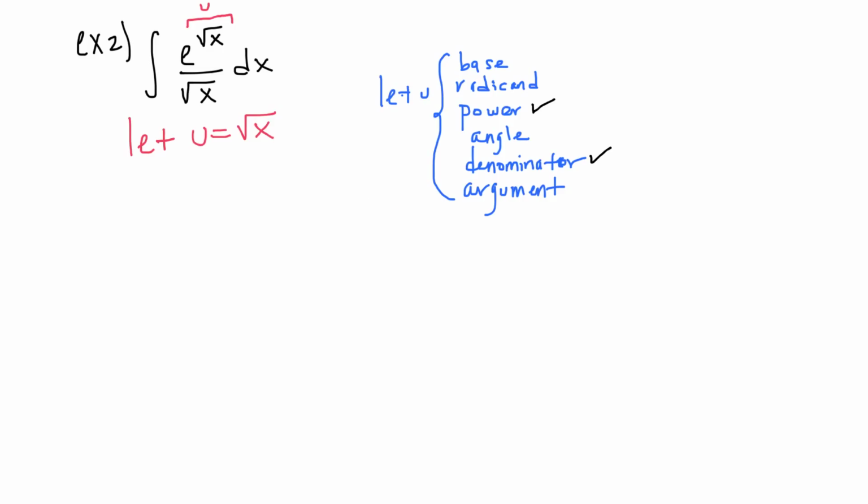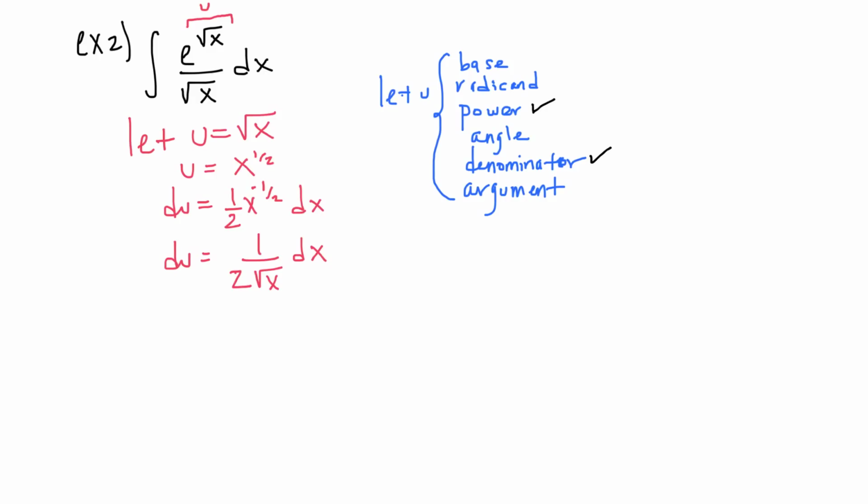And so now the derivative, well, I can rewrite this as x to the 1/2. And then du would be 1/2 x to the negative 1/2 dx. And if I rewrite that, du would be 1/2 square root of x when you bring the x down from the negative exponent.